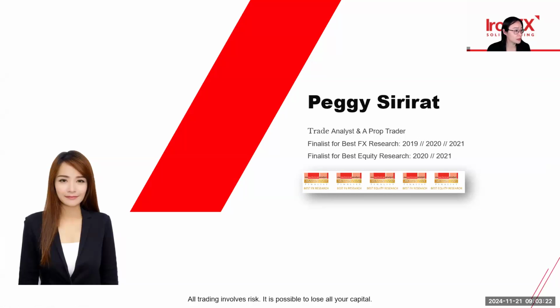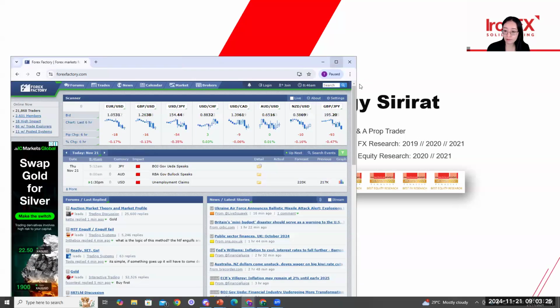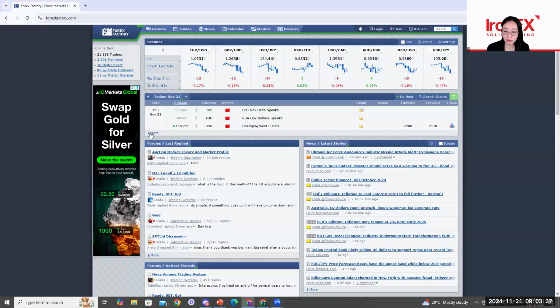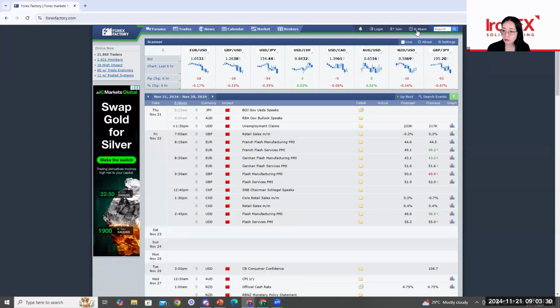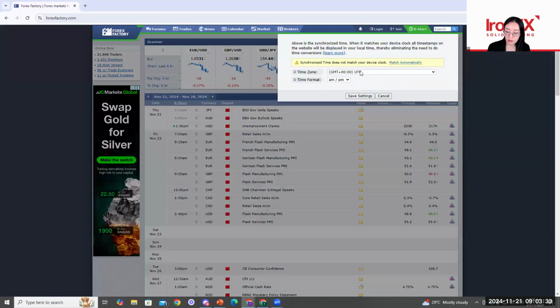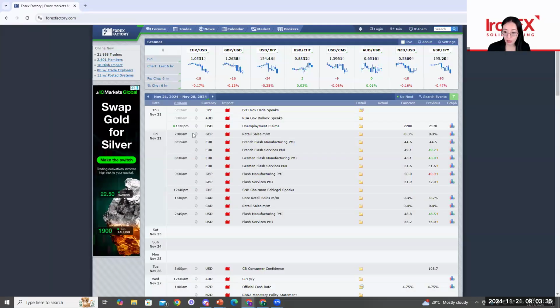All right, a quick look at our news today, Thursday, and tomorrow. Here you can change the time zone according to where you live. Later we're going to have unemployment claims, so just take note of this high impact news. And tomorrow we're going to have the GBP, Euro, and GBP, and the last ones are going to be PMIs. All high impact news that you need to take note of if you trade those pairs.